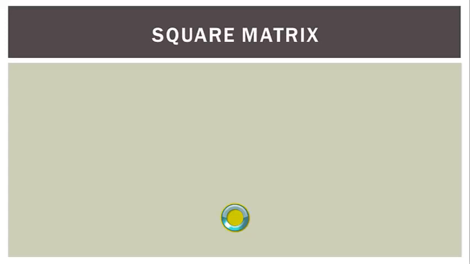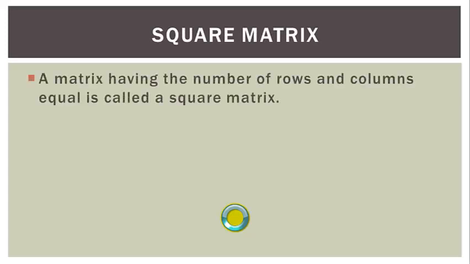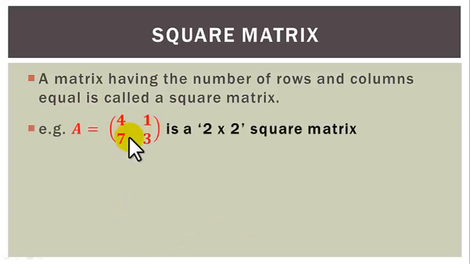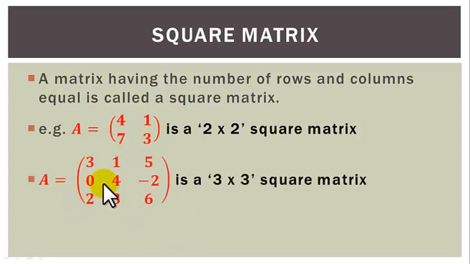We begin with the square matrix. A matrix having the number of rows and columns equal is called a square matrix. This is an example of a 2 by 2 square matrix, while this is an example of a 3 by 3 square matrix.